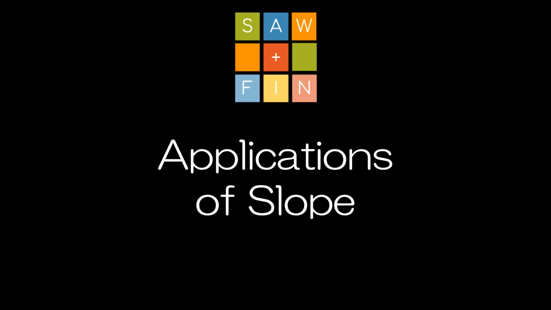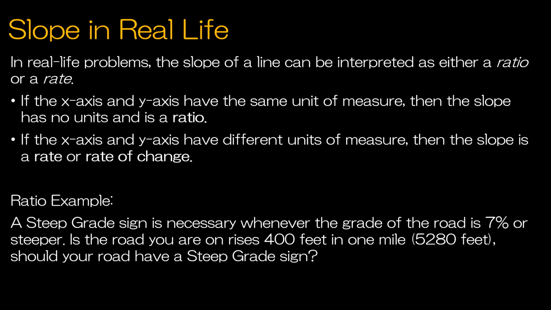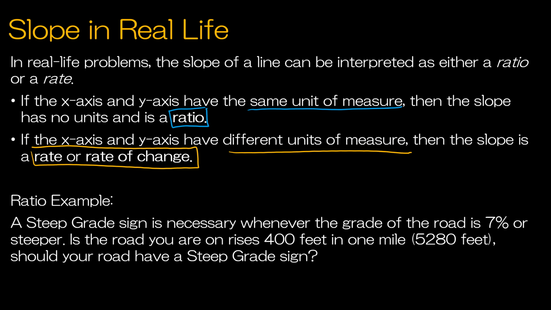Applications of slope. Let's talk about slope in real life. In real life problems, the slope of a line is either going to be interpreted as a ratio or a rate. If you're dealing with a numerator and denominator, or an x and y value that have the same units of measure, we're going to talk about that as a ratio. If you have an x and a y value that have a different unit of measure, then the slope is a rate or a rate of change. We're going to start by looking at a ratio example.